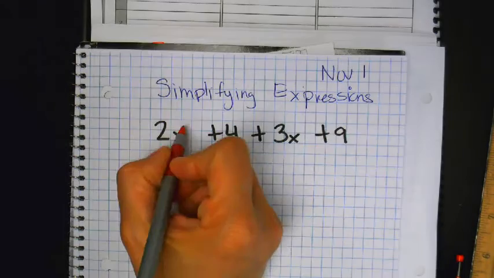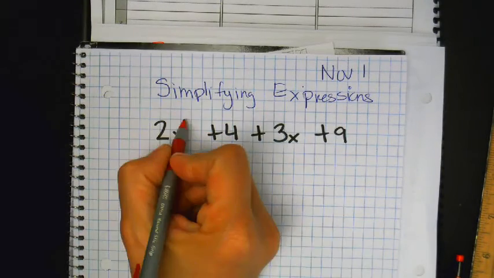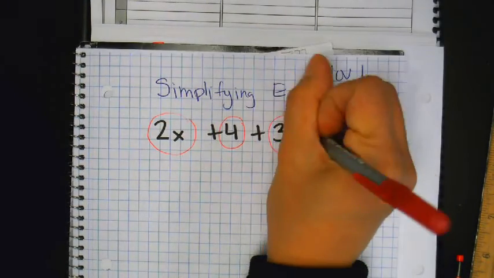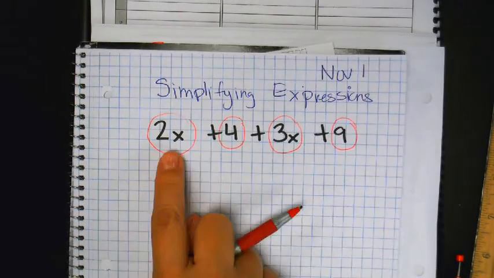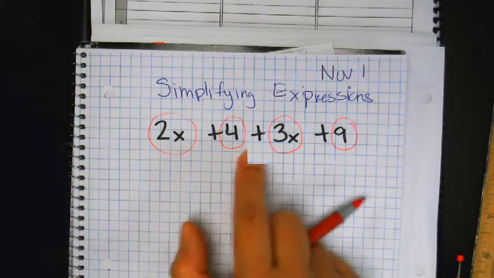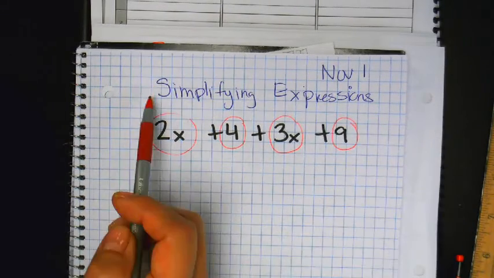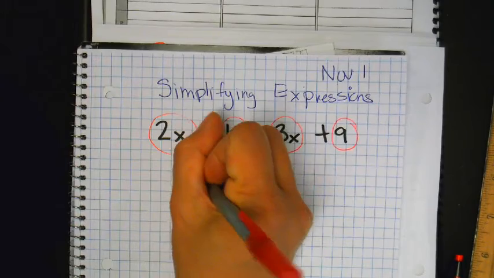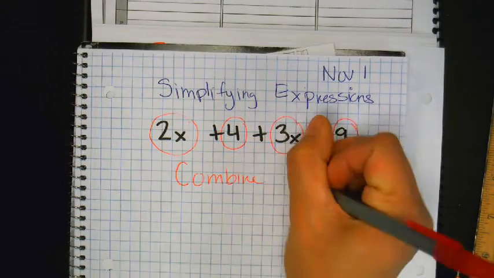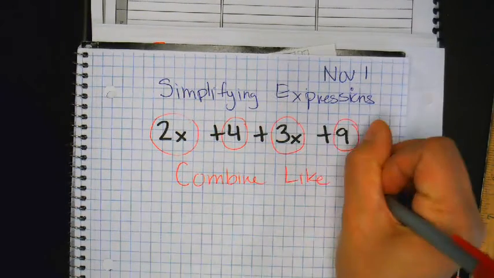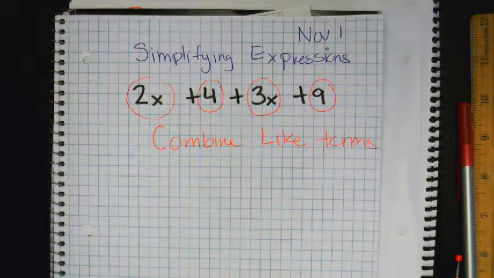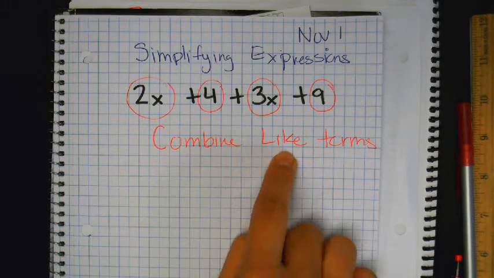You know how last week I had you circle the terms, and terms were separated by addition and subtraction signs? Well, that's going to come into play here. So we have here 4 terms. We have a 2x, a 4, a 3x, and a 9. And to simplify expressions, we're going to what is called combine like terms. Combine like terms means combine what is similar to each other, what is alike.